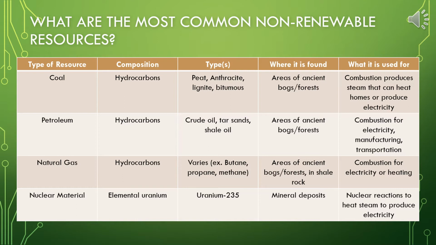Petroleum is often crude oil, tar sands, or shale oil. And natural gas can vary by its composition, but most often it's methane. Nuclear material, or elemental uranium, is what we use for nuclear reactors. While we typically use uranium-235, it is possible to use uranium-238.